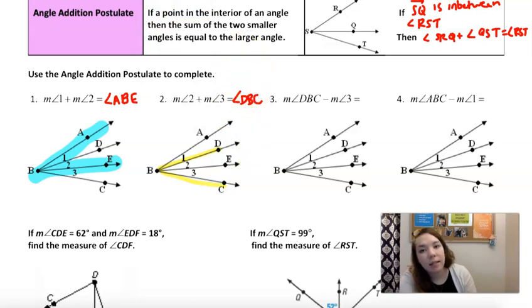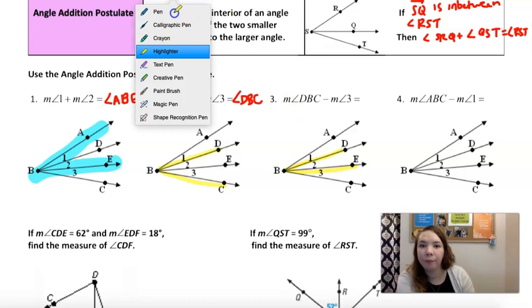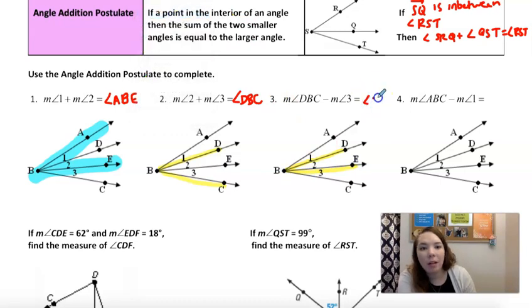Angle DBC minus angle 3. So here's DBC, and then we're getting rid of angle 3. So it looks like we're just talking about angle 2 here. So you can name it, I'm going to name it angle 2. You could also do DBE. All right, angle ABC minus angle 1. So here's ABC, but we're removing angle 1. So we're just talking about this piece. So this would be angle DBC.